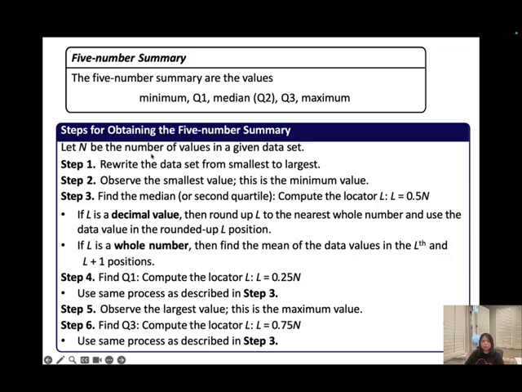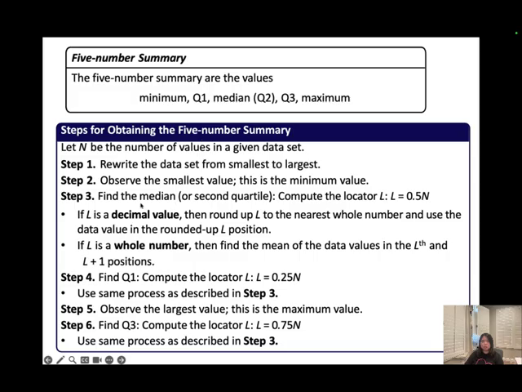Let n be the number of values in the given data set. First, we write the data set from the smallest to the largest. Make sure you sort the data. And then observe the smallest value, and this is gonna be the minimum. After you sort the data, the smallest value will be the minimum.